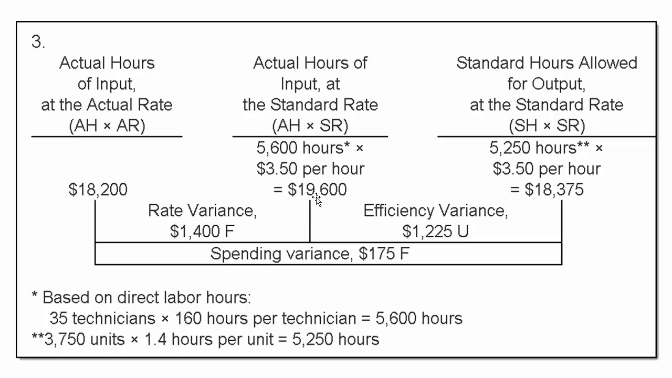Now, if we compare the middle column, the actual hours of input times the standard rate, to the standard hours allowed for that level of output at the standard rate, we compute the efficiency variance. And here again, if you want to think about it this way, take the standard rate, which is 350 per hour, times the difference between actual hours used and standard hours. Okay? And that's how you compute the various variances relating to variable manufacturing overhead.